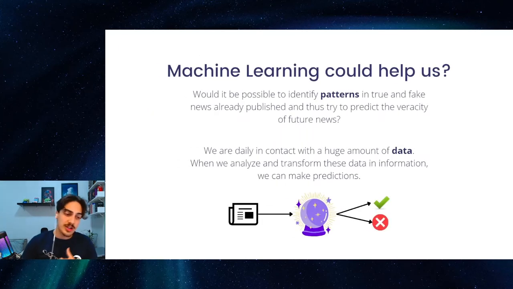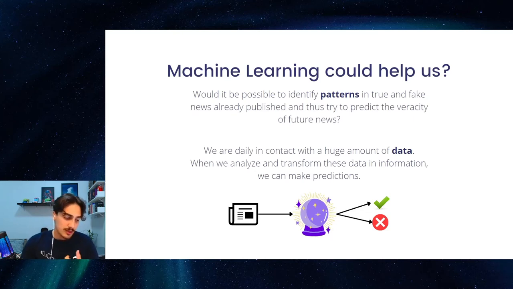So how can machine learning help us with this problem? Well, machine learning consists in consuming a huge amount of data, sometimes maybe not huge, but consuming some data, analyzing this data, and starting to gather patterns so we can predict future data. And this brings us the question: would it be possible to identify patterns in true and fake news that are already published and try to predict the veracity of future news?